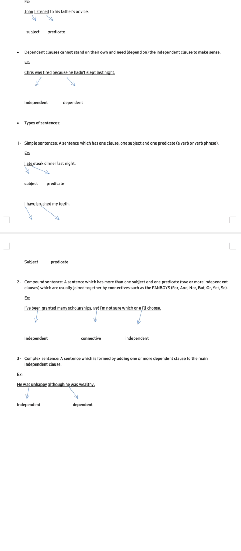Okay? He was happy is independent. And then you have the dependent clause, which is although he was healthy. Where is my connective here? My connective here is although. Although here is my connective or my conjunction. In the compound sentence, my connective was yet, and in the complex sentence, my connective was although.